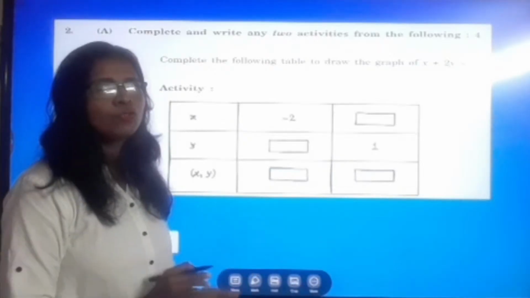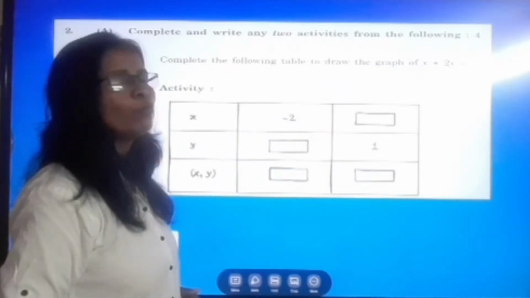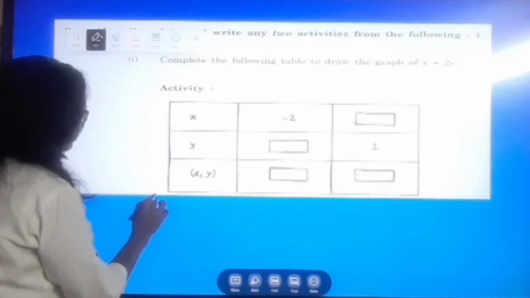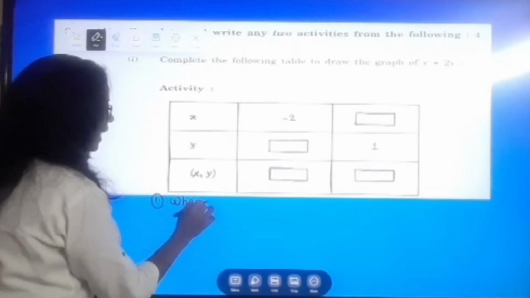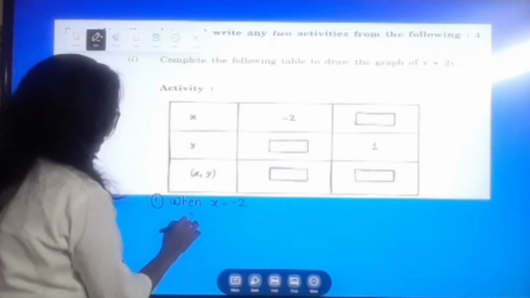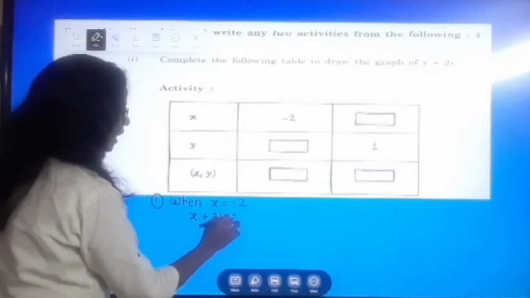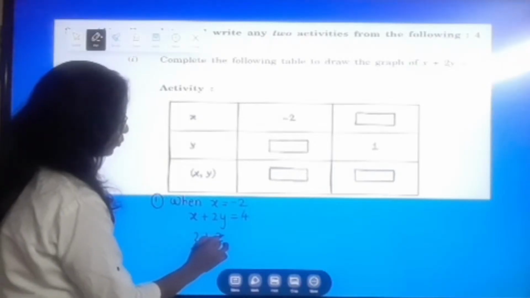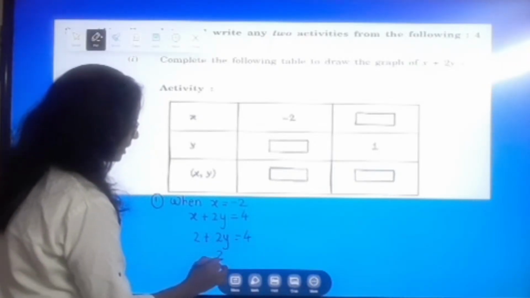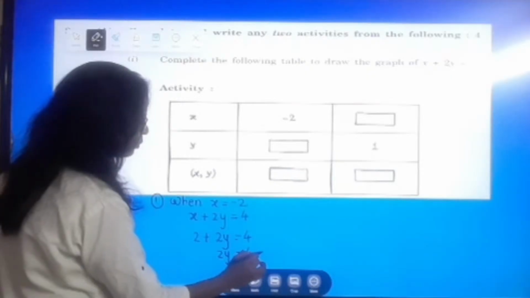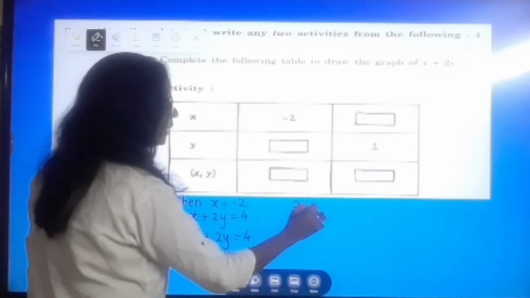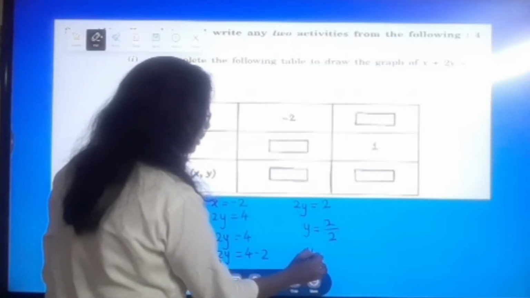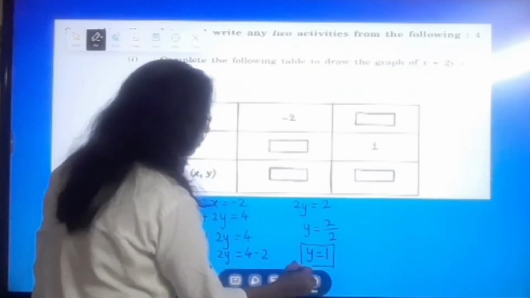Okay, so now here students, see the graph of x plus 2y is equal to 4. First we calculate when x is equal to minus 2. I write down the equation x plus 2y is equal to 4. Then I substitute: minus 2 plus 2y is equal to 4. That means 2y is equal to 4 minus 2, and that means 2y is equal to 2. So y is equal to 2 upon 2, that means 1. So y is equal to 1.